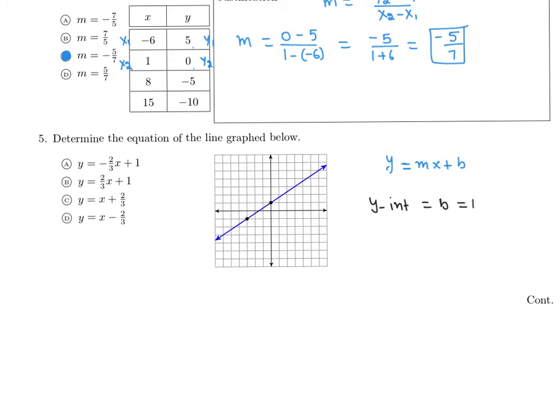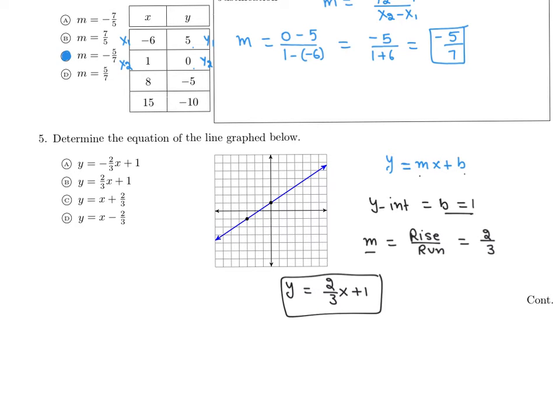And slope we can count as rise over run. So we're going to start from here and go up 2 over 3. So 1, 2, 1, 2, 3, so up 2 over 3. It means that your slope, or m, is rise over run, that is 2 over 3. So m is 2 over 3, b is 1. We're going to plug it in here and we get the equation as 2 over 3 x plus 1. And looking at the options, that's going to be your option B.